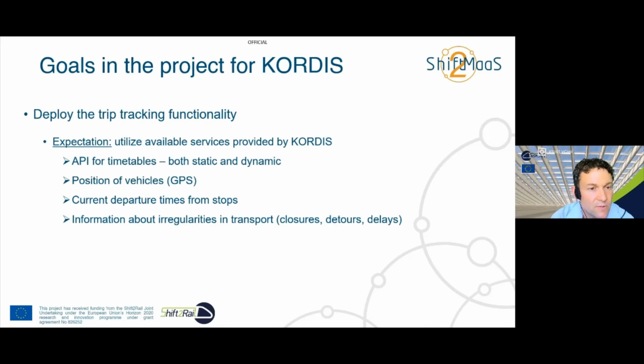So at the moment, we have quite a lot of technical possibilities. For example, we have an API for all timetables, both static and dynamic, and we can offer this service for applications. We have the position of vehicles, we are able to provide current departure times from stops, and we also have information about irregularities in transport, closures, detours, and so on. Our ticketing system is also well functional. We offer tickets based on QR codes, and electronic tickets combined with bank cards. These systems have already been built as a kind of back office for other applications which can be used for buying tickets for our regional public transport. So I think that our system is well prepared for applications like the one prepared by the Shift2MaaS project. Well, next slide, please.